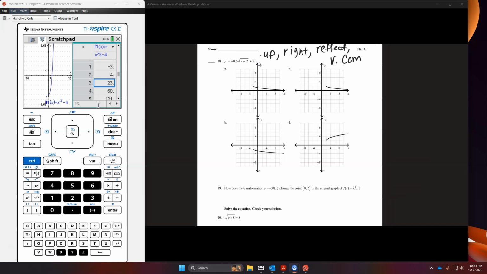So let's eliminate the answers. Well, obviously D is wrong because it didn't reflect. B is also wrong because it went down instead of going up. So now it's between A and C. We know that it has to go to the right. So A is not it, so your answer is C.